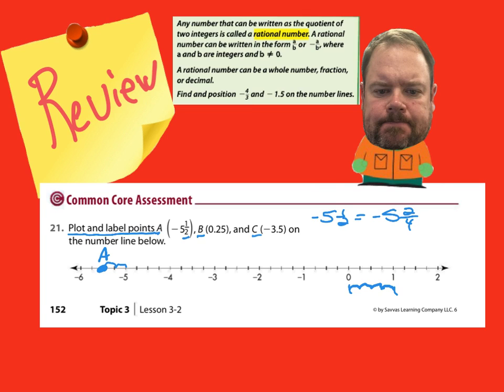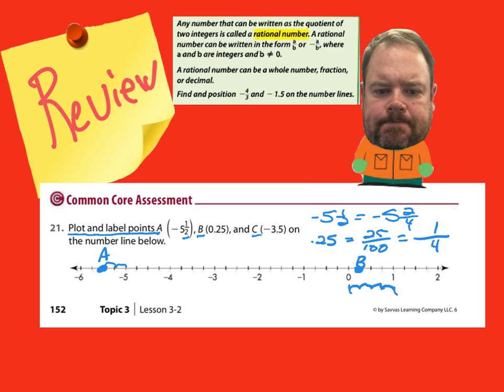Next one is B. B is at 25 hundredths. Well, if I have 25 hundredths as a decimal, that means it's 25 hundredths as a fraction. But we are not dealing with hundredths, we're dealing with fourths. Good thing we can reduce 25 hundredths down to 1/4. So it's a positive 1/4, which would be 1/4 to the right of 0, which is going to be B.